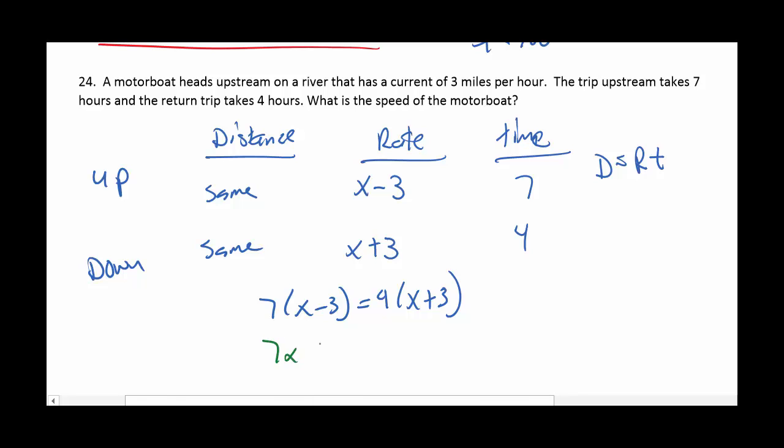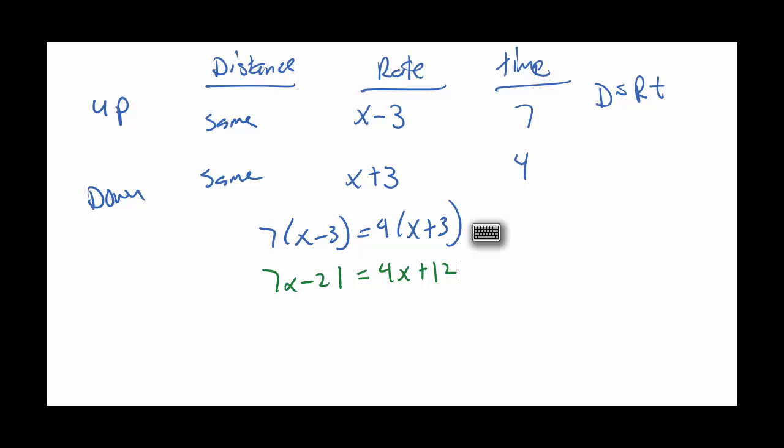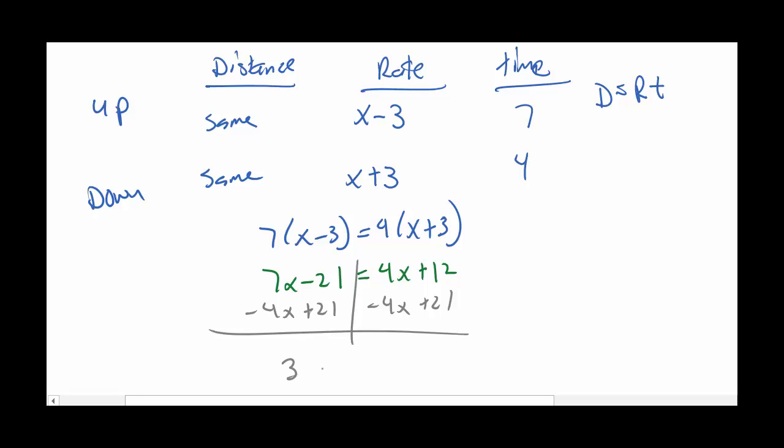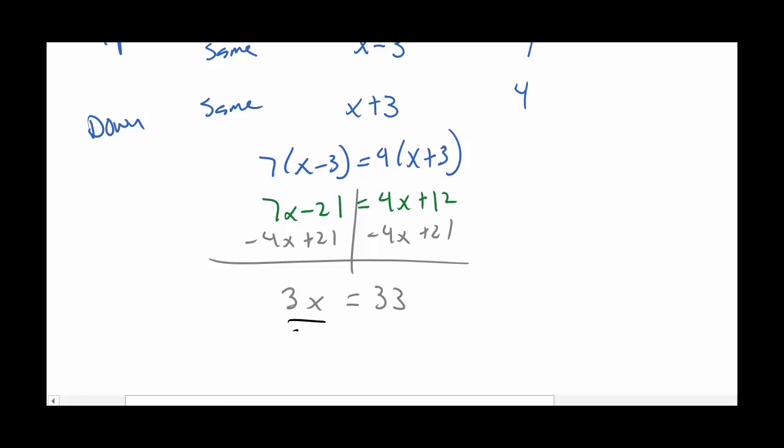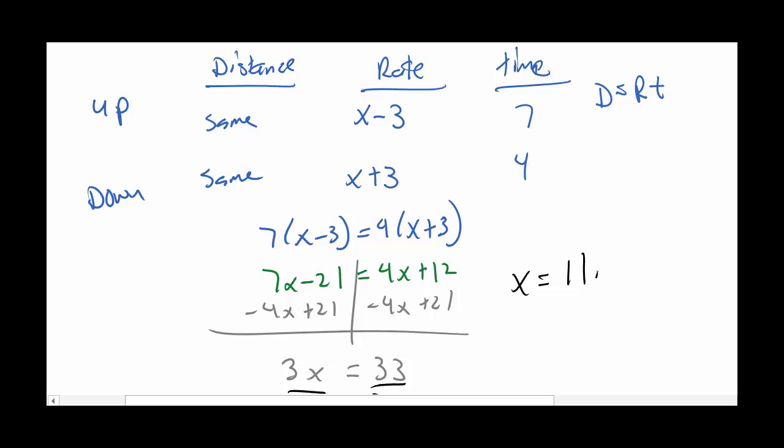So we'll distribute: 7x minus 21, 4x plus 12. Let's see, we'll subtract off 4x from each side. We'll add 21 to each side. So that gives me 3x equals 33. And so when I divide by 3, I get that the boat must be going 11 miles per hour. And there you go.